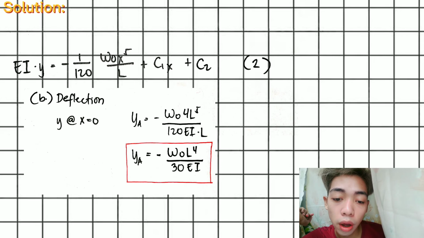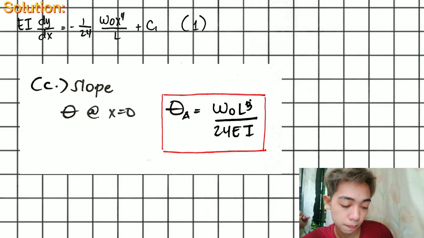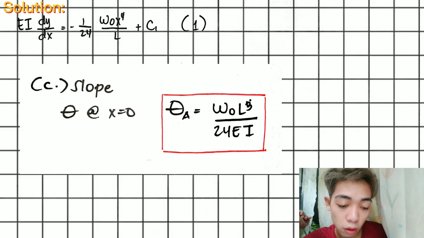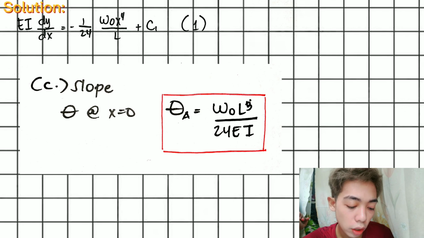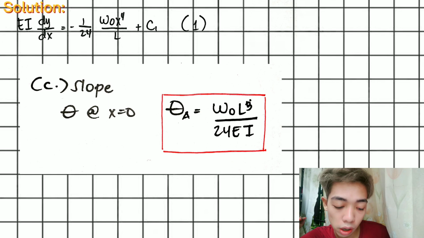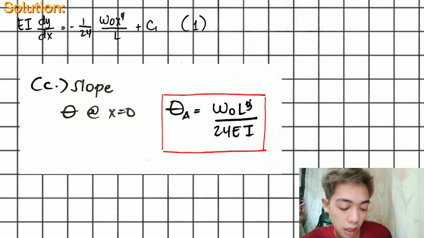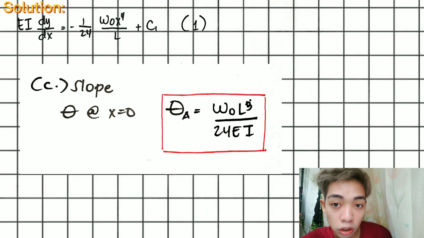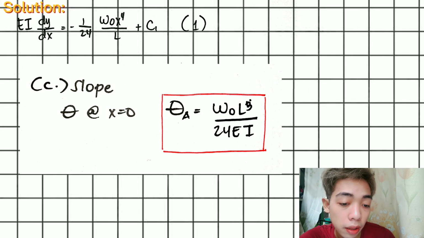Next, find the slope at the free end, theta A, when x equals 0. We substitute it into the first equation and simplify, and we get theta A equals W0 L cubed over 24 EI. It is positive, meaning the direction is counterclockwise. So that's all. Thank you.